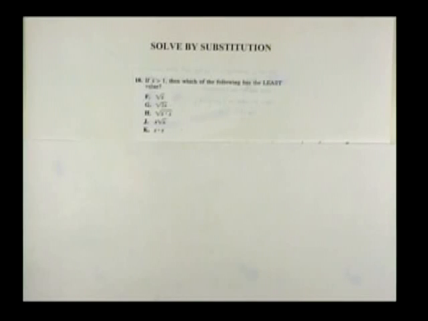If x is greater than 1, then which of the following has the least value? And here are the choices, beginning with F through K. Let x equal 4, which is greater than 1, and substitute into each choice. This will make your selection of the correct choice easier.